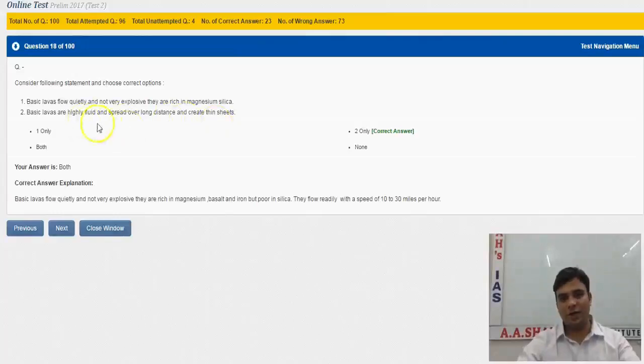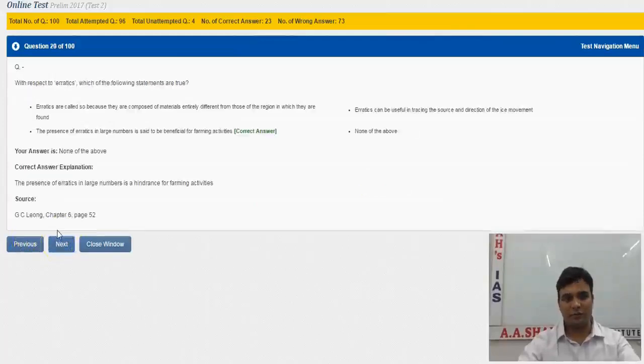So fluidity के बारे में आपको पता है, viscosity के बारे में आपको पता है, जो कि NCERT में आपके दिया हुआ है. I don't think ये question बहुत tough है. In fact, this was one of the easiest questions. Moving along, there are some questions.